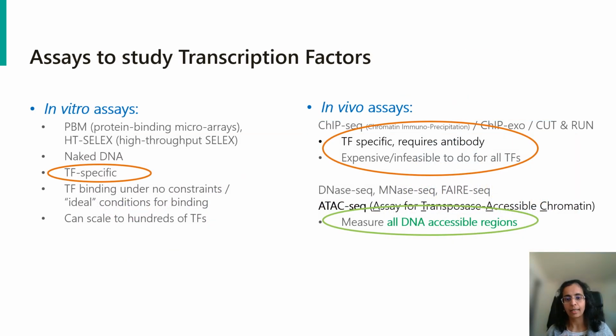Among the various assays that have been developed to study binding of transcription factors to DNA, assays such as DNase-seq, MNase-seq, and ATAC-seq look at all accessible regions of the DNA rather than only focusing on specific regions that are bound by a single transcription factor. So a single assay here gives us an atlas of tens of thousands of accessible peaks in a given cell type.